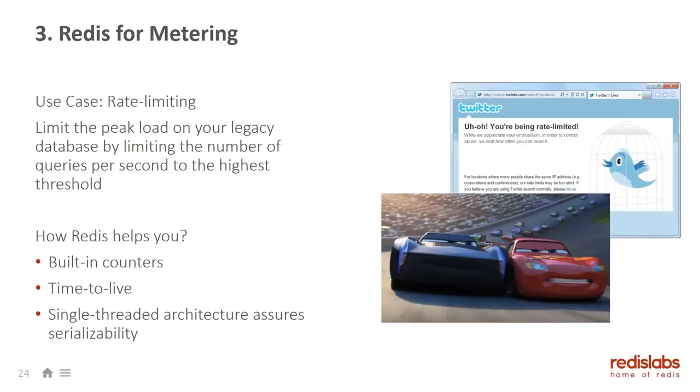And why is Redis so popular for metering? First of all, Redis has built-in counters. It's a data structure, so you can count trillions and trillions of objects. And also it is a single threaded system. It's very important because you cannot have multiple threads having any kind of collision. Since Redis is a single threaded system, the data is always consistent. It's always serialized. So if you are updating a counter, you always have a consistent value.